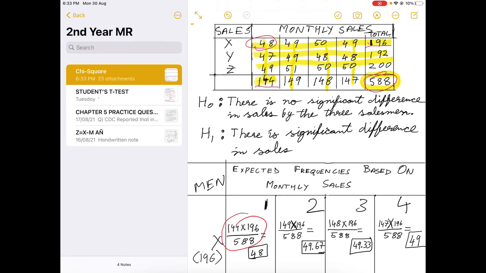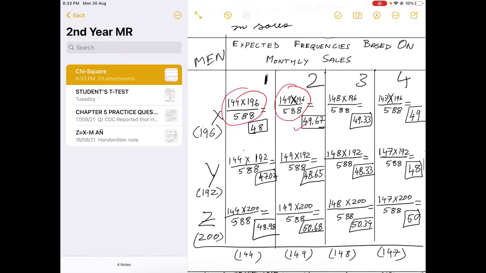Similarly, for the same salesman, for the second month sales, if I want to know the expected value, I will take his total sales, multiply it with the total sales of the month, and then I will divide it by 588, which is the total of all sales over all months. So that gives me 149 into 196 divided by 588, which is equal to 49.67. So this is the expected value for the first salesman in the second month. So like this, for every particular salesman for every particular month, we will calculate their expected sales value. So as a result, we get these particular sales values which are here.